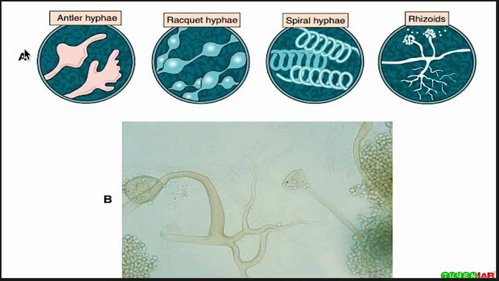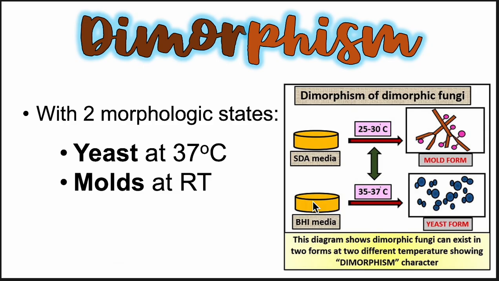Okay, another one. We have here the specialized structures that we can find again in vegetative hyphae or mycelia. This is a Rhizopus species showing rhizoids. So you can see here root-like structures. How about this one? Dimorphism.